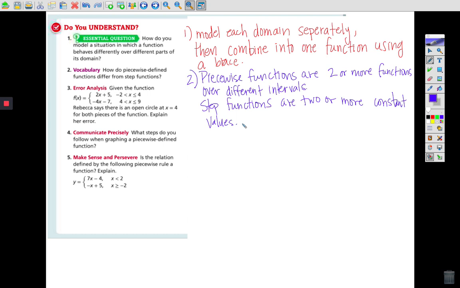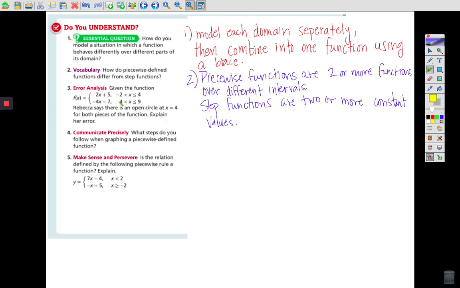Number 3 says, given the function f of x is equal to 2x plus 5, and our domain is negative 2 is less than x, which is less than or equal to 4, and the function negative 4x minus 7 with the domain of 4 is less than x, which is less than or equal to 9. Rebecca says there should be an open circle at x equals negative 4. Or not x equals negative 4, x equals 4. For both pieces of the function.